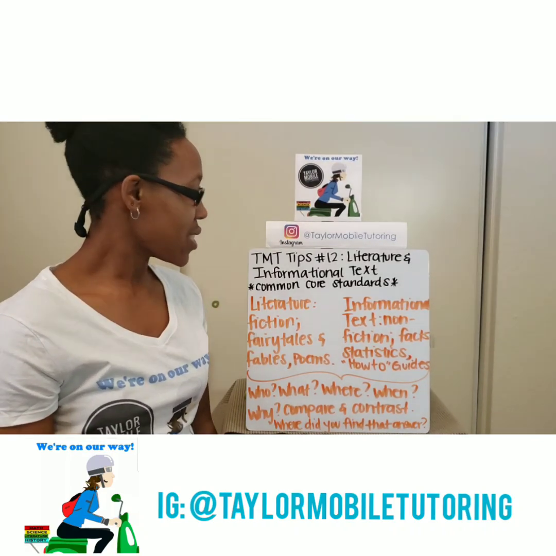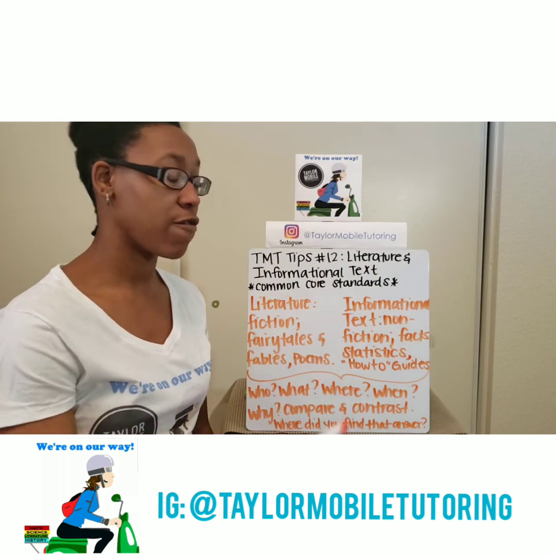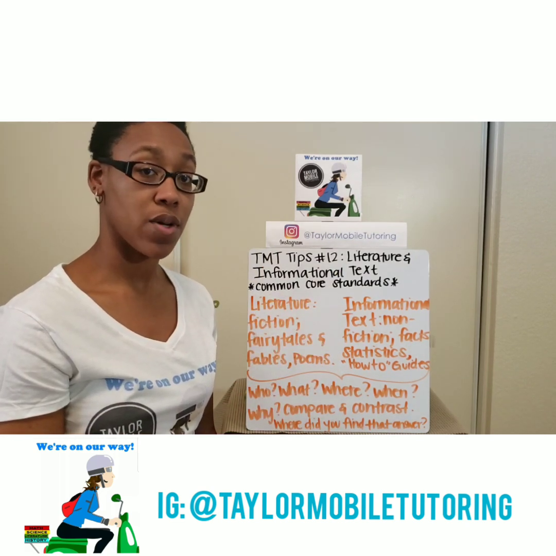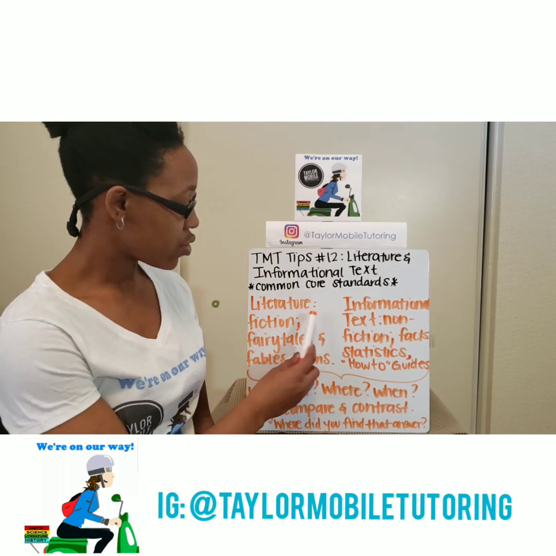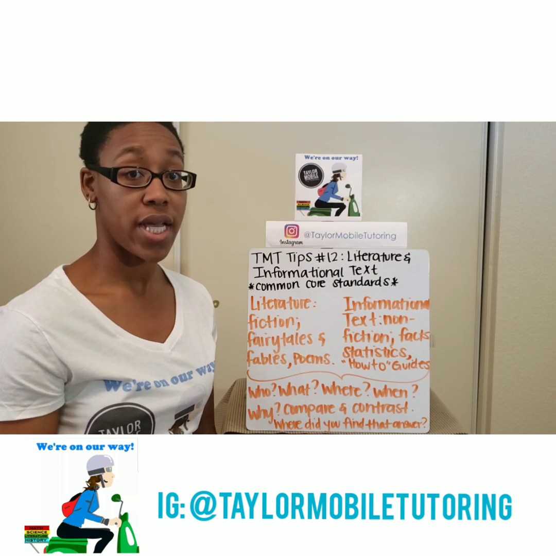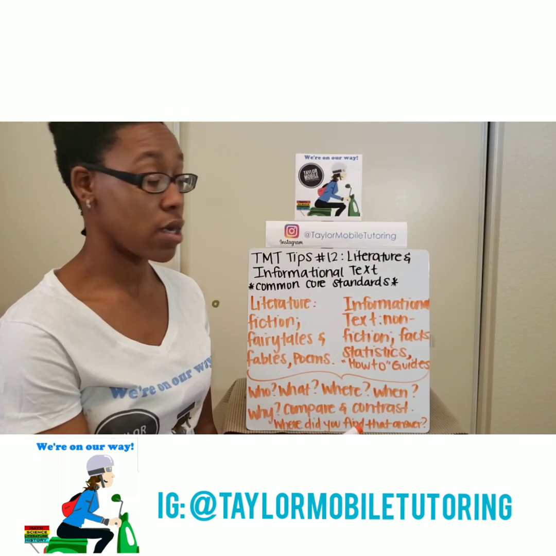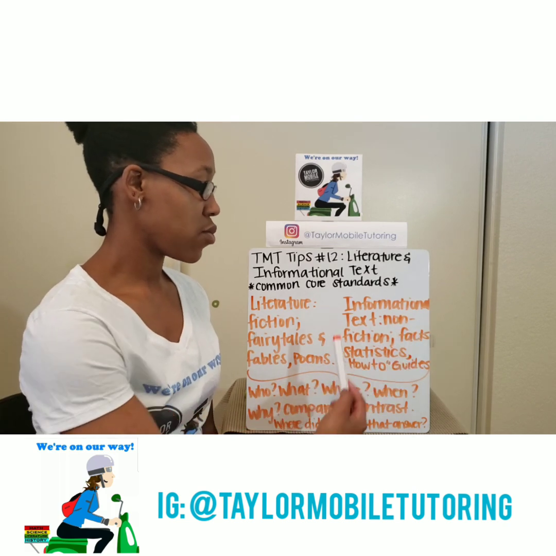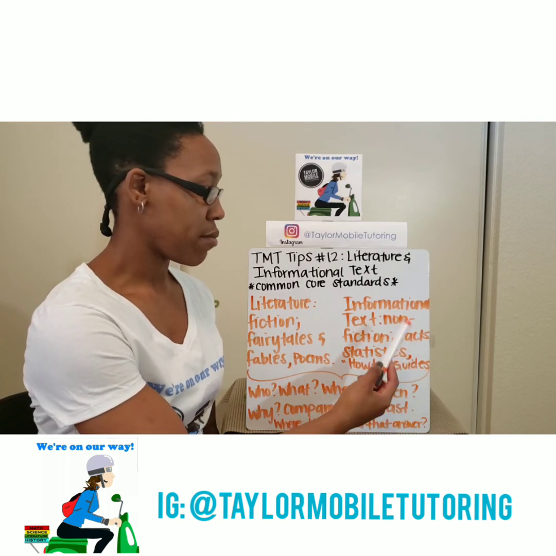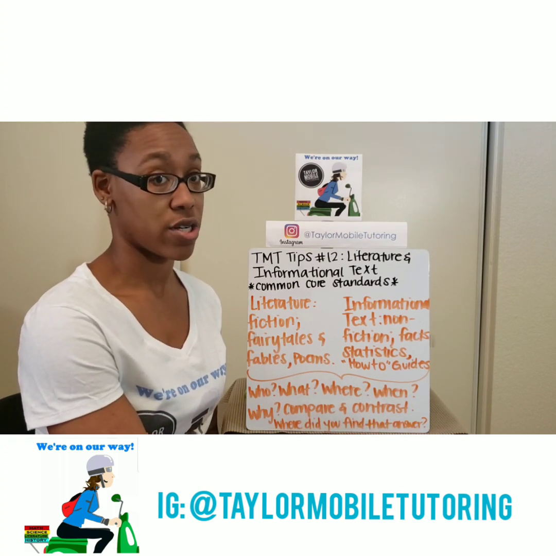My name is Donia. Today we have TMT tip number 12, where we'll be discussing literature and informational text based on our Common Core standards. So literature can be defined as fiction. Depending on your student's age and grade, this may include fairy tales and fables, or maybe even poems. Informational text will include nonfiction, facts, statistics, maybe even how-to guides and things of that nature.